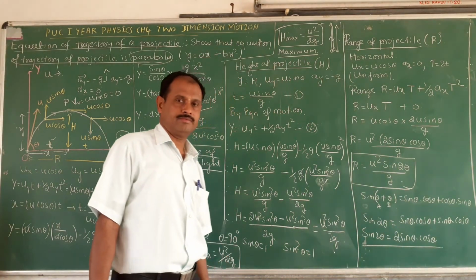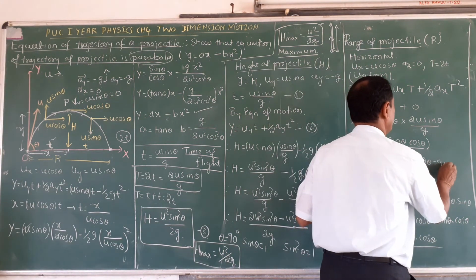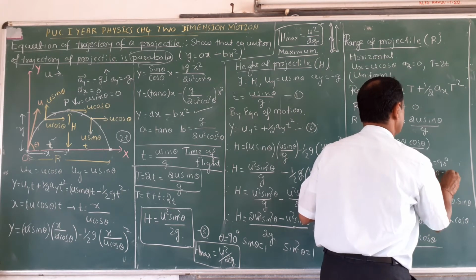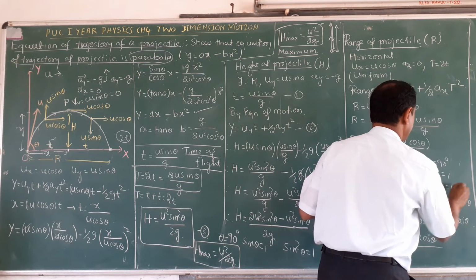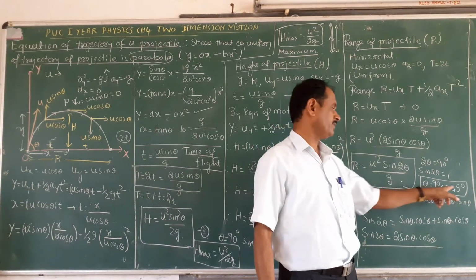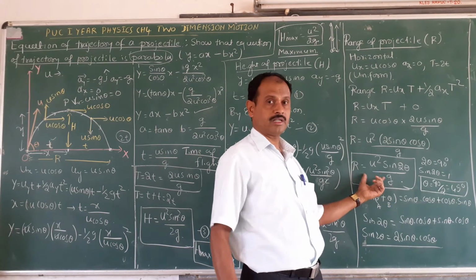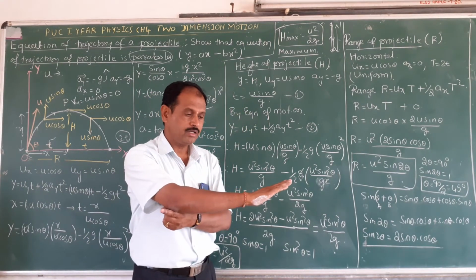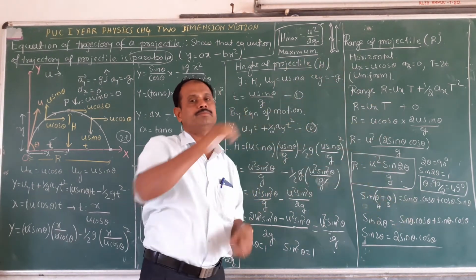For maximum range of the projectile, 2 theta is equal to 90 degrees, sin 2 theta is equal to 1. Now theta is equal to 90 by 2, this is 45 degrees. When theta is equal to 45 degrees, at that time you get the maximum range of the projectile. Whatever body you throw, if you throw that body at an angle of 45 degrees to the horizontal, then it gives the maximum range.